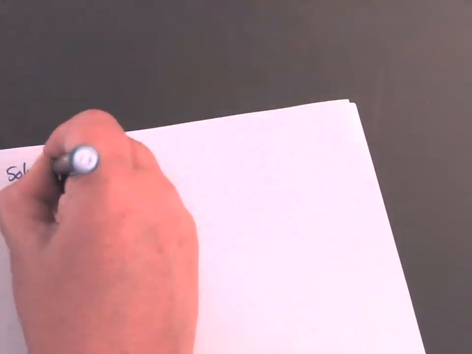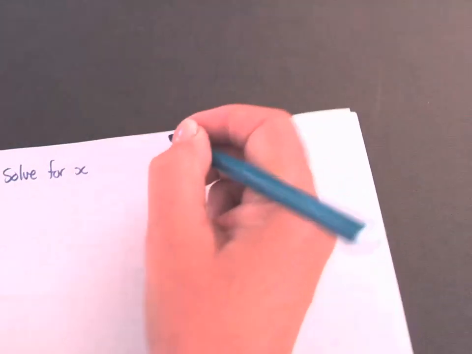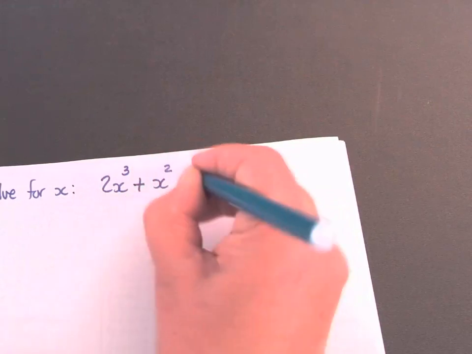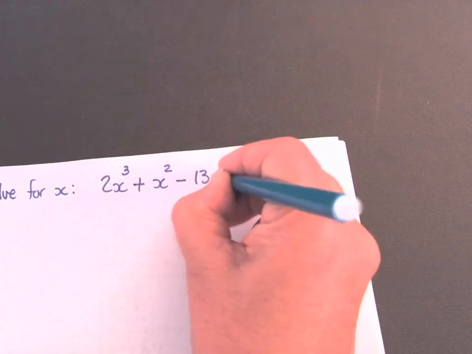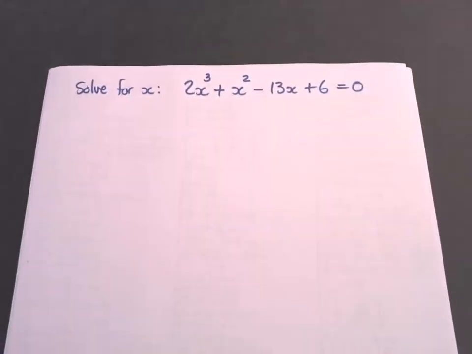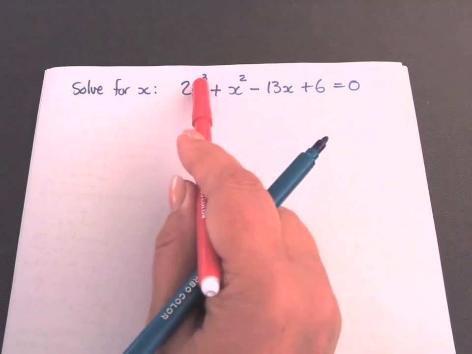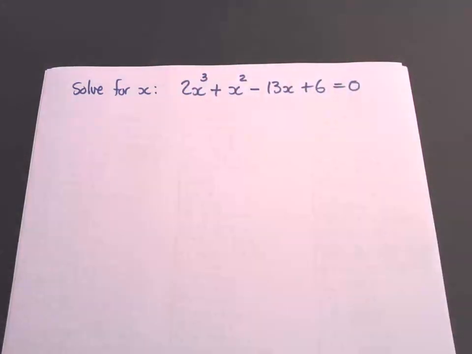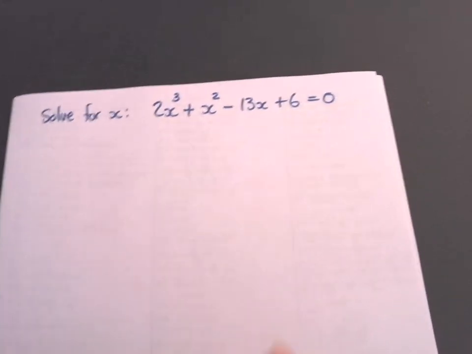Solve for x. 2x to the power of 3 plus x squared minus 13x plus 6 equals 0. What is our first step? Descending order. Yes, the powers are 3, 2, 1, and 0. The next step, find a factor.